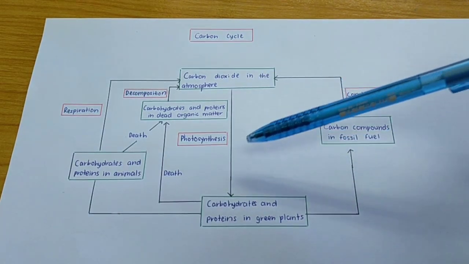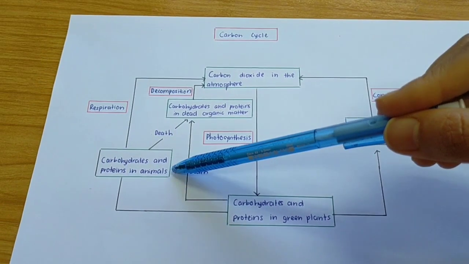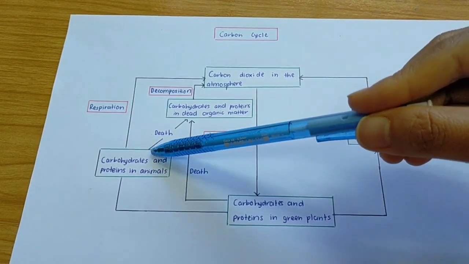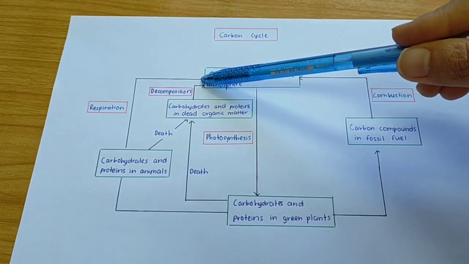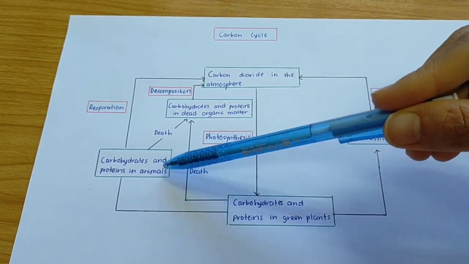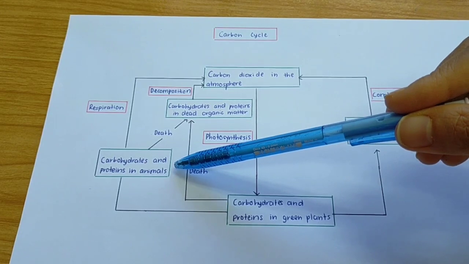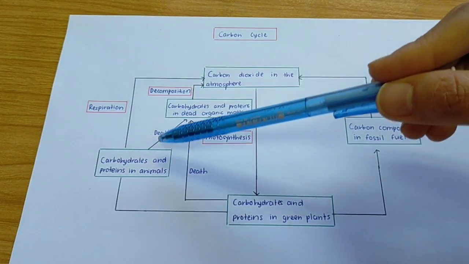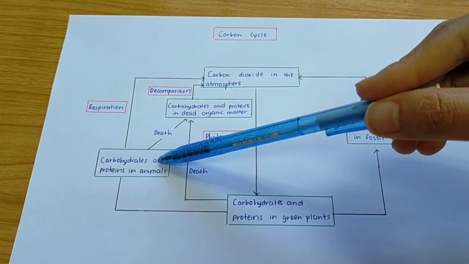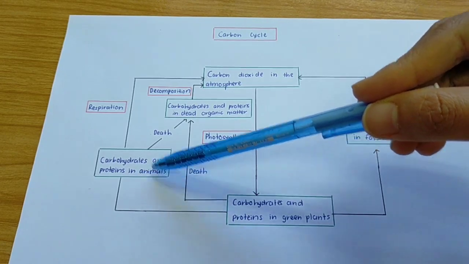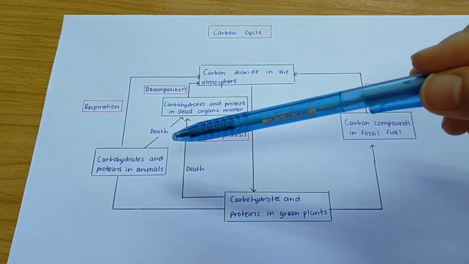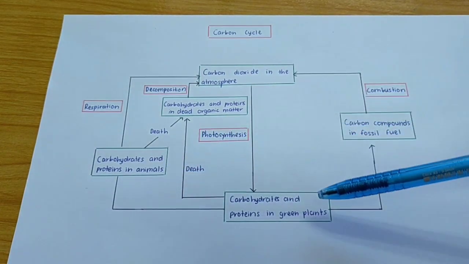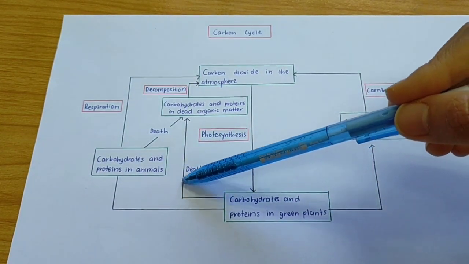Next, we look at this process: carbohydrates and protein in animals. The arrow here, what happens? Animals can also release carbon dioxide to the atmosphere. The process of releasing carbon dioxide to the atmosphere by animals we call respiration, and also what happens to the animals and also to the green plants once they die.